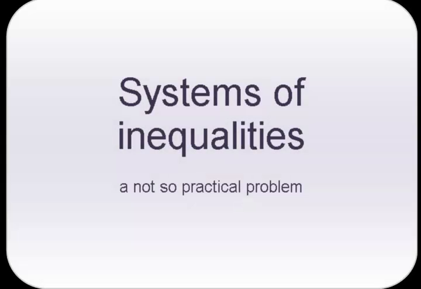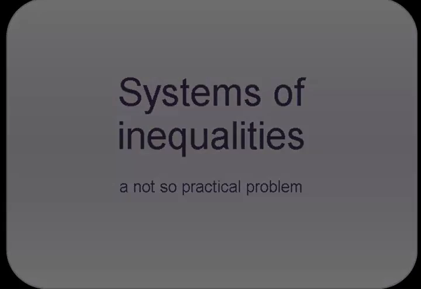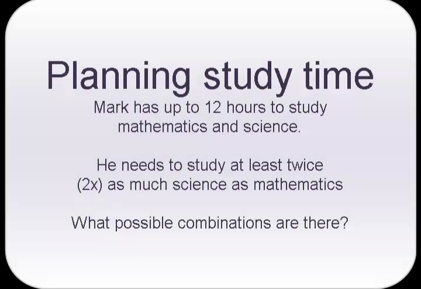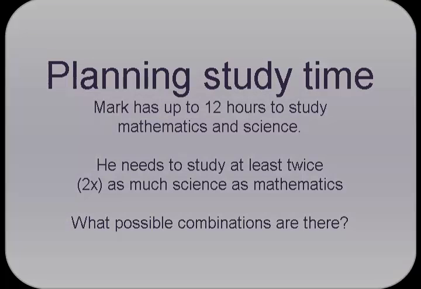This is a not too practical example of how to solve a system of inequalities. In this example, Mark has 12 hours to study both mathematics and science. However, he needs to study at least twice as much science as mathematics. So what possible combinations are there?